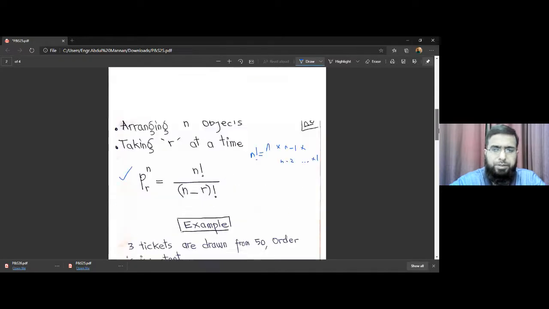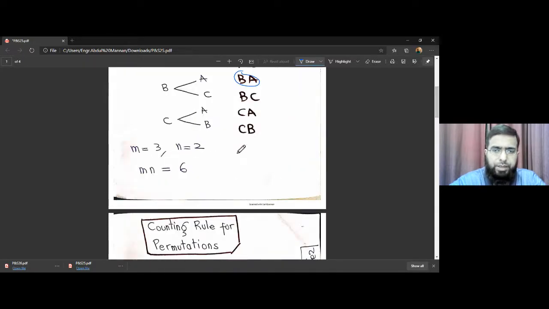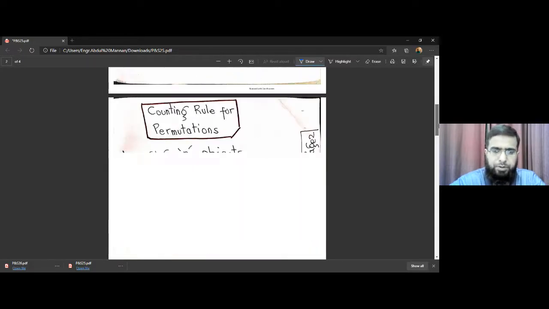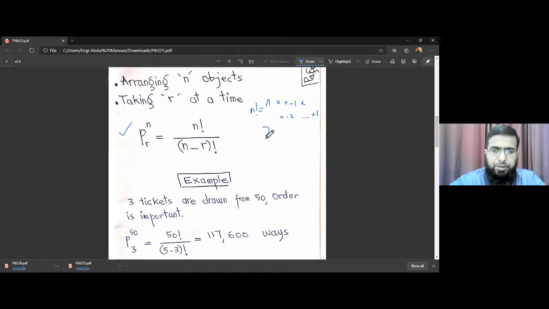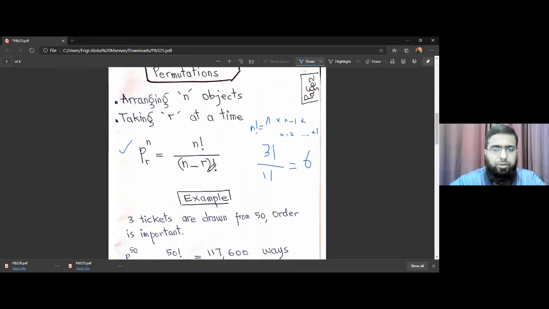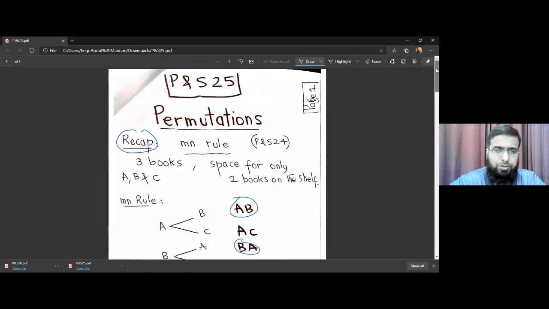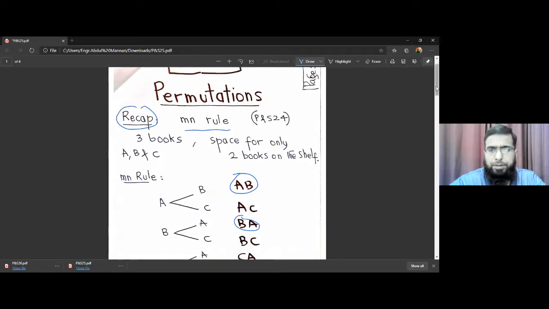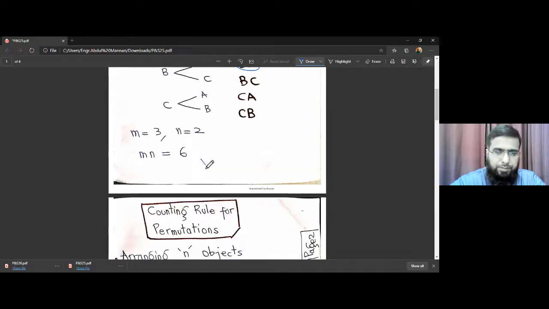So the answer will be 6. Let's put this formula in: 3 factorial divided by 3 minus 2, which is 1 factorial. 3 factorial is 3 times 2, which is 6, and 1 factorial is 1, so the answer is 6. So if you use the formula for permutations on this simple problem, the answer is the same, it's 6.